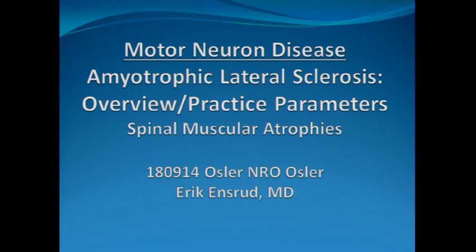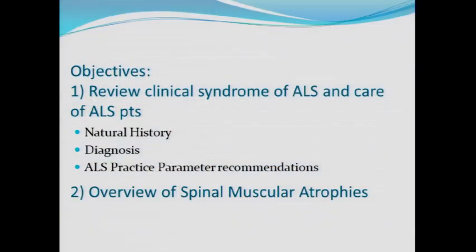So we're going to start with motor neuron disease, ALS, an overview, and then whenever the AAN has come out with a practice parameter, that's a real high yield thing for the board exams. They tend to pull a lot of questions, and there is a practice parameter for ALS, so we'll go over that. And then we'll touch on spinal muscular atrophies as well. So what we're going to do first here is review the clinical syndrome in ALS and the care of ALS patients and talk about the natural history, the diagnosis, again, these ALS practice parameter recommendations, and then go over an overview of spinal muscular atrophies.